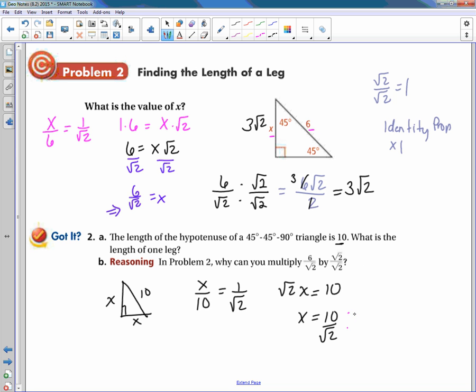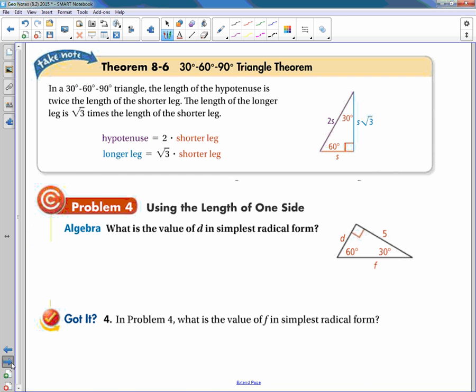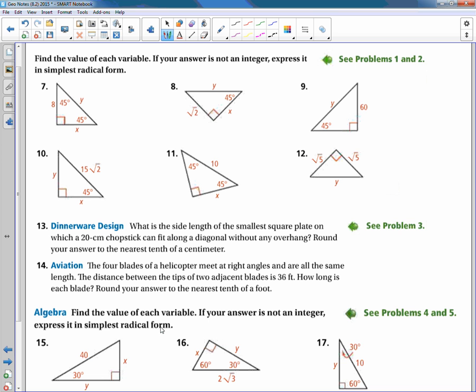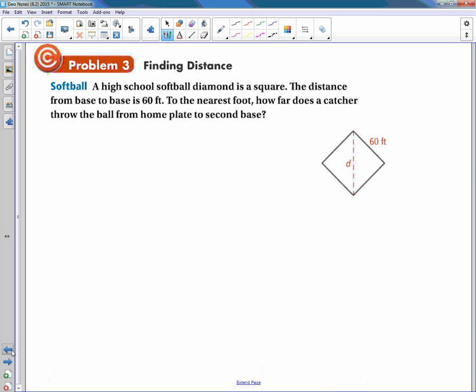In order to get rid of that denominator, I'm going to say square root of 2 over square root of 2, and I'll get 10 times the square root of 2 over 2. And as before, I'll reduce it, and my side length, x, will equal 5 times the square root of 2. Okay? And on your homework page, you'll see that 7 through 14 all deal with the 45, 45, 90 triangle. Okay? Go back and pick up this word problem right here.